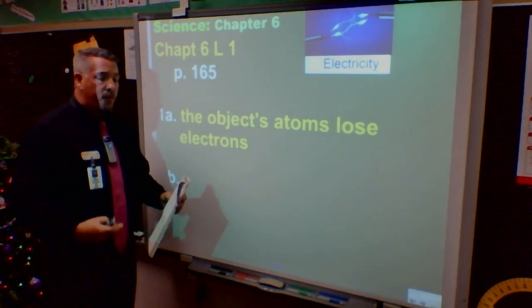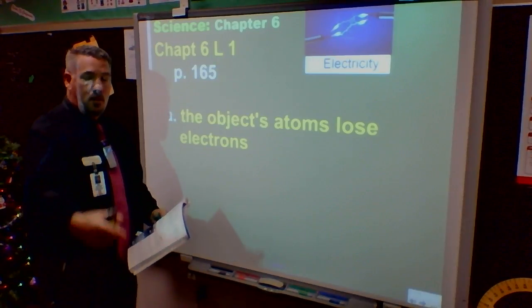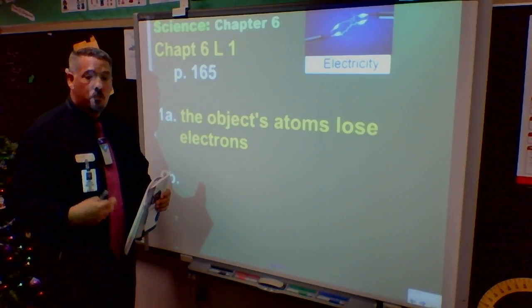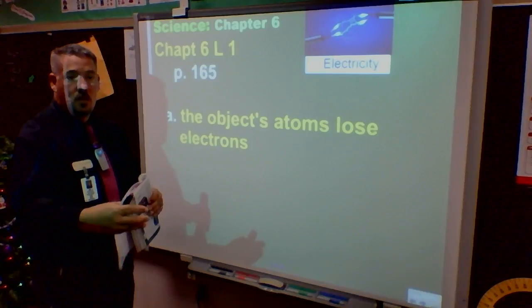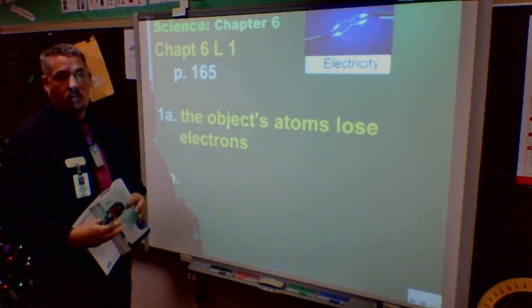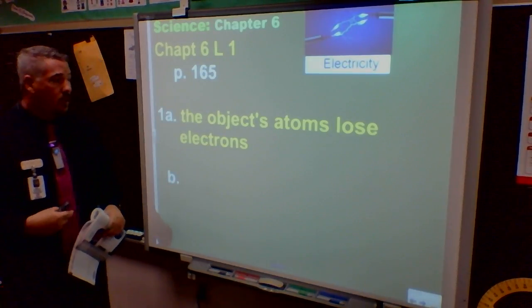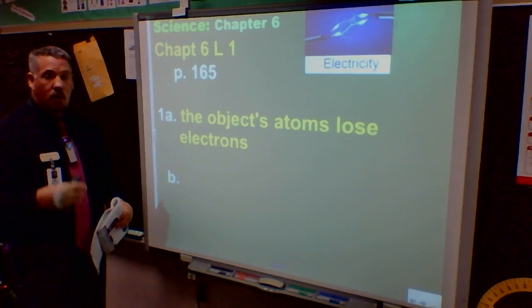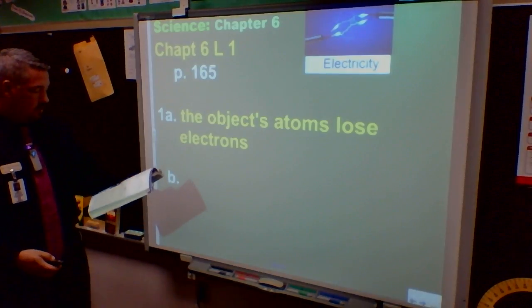If I have rubbed my feet with wool and I go and I touch something, I build up my electrons, but then I touch something that's positive, it absorbs those electrons out of me, so I become positively charged once again by losing my electrons.